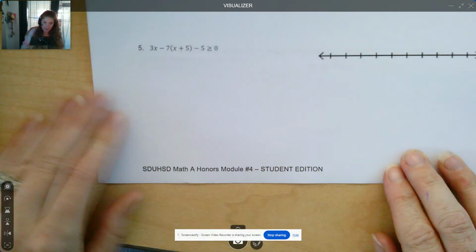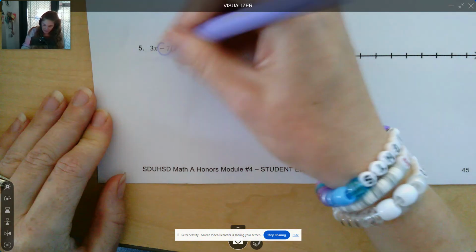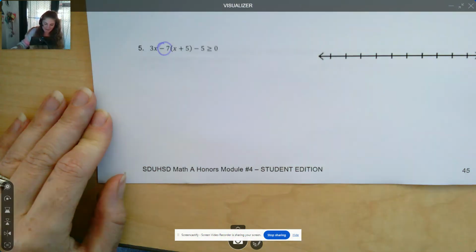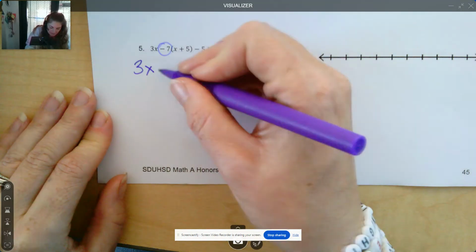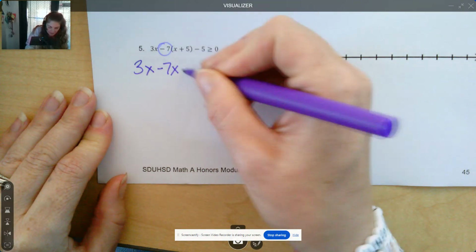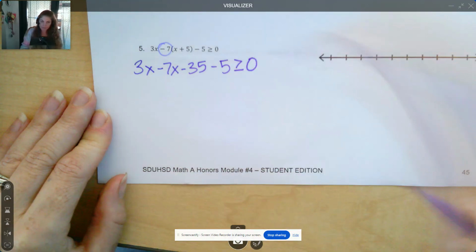Number 5 gives us this inequality. Taking a look, the first thing I'm going to do is distribute this -7. So I want to make sure I'm noticing it is negative. So 3x - 7 times x is -7x. -7 times 5 is -35. Minus 5 is greater than or equal to 0.